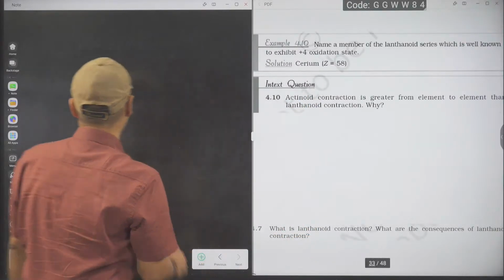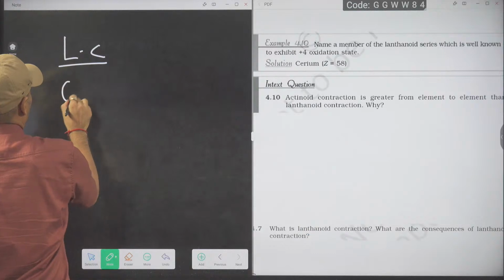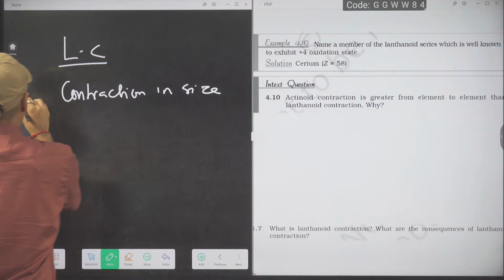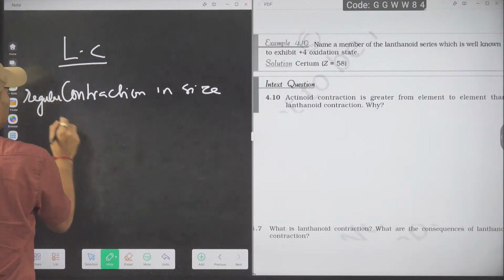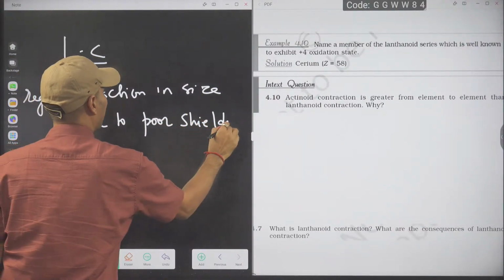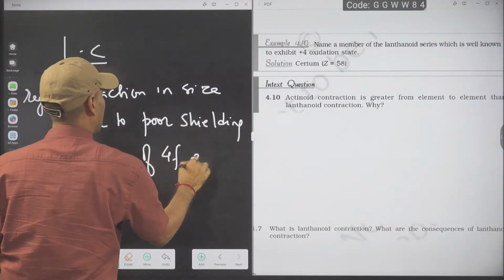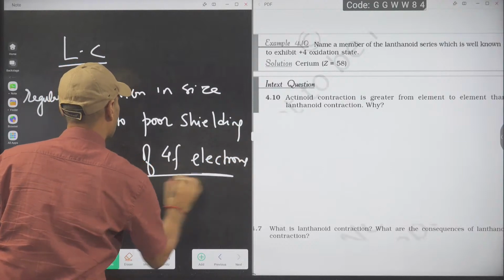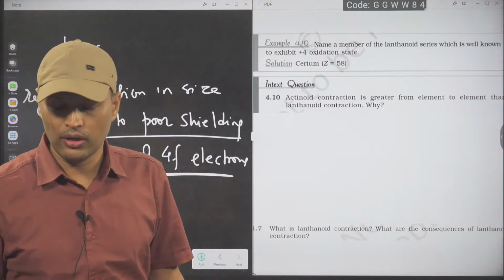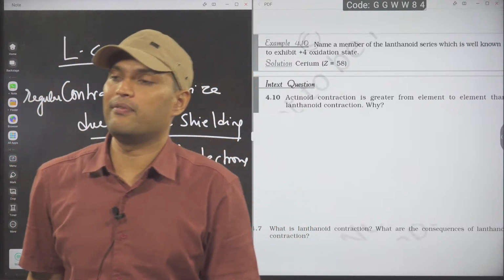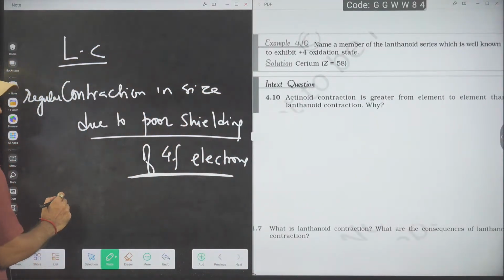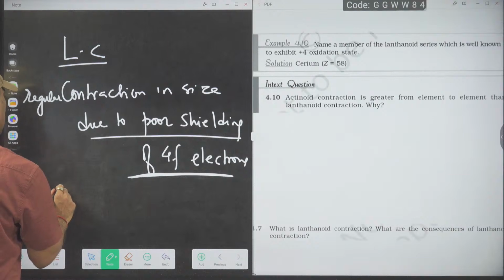So lanthanoid contraction is the regular contraction in size due to poor shielding, or imperfect shielding, of 4f electrons. Now this question also came many times in your paper: what is lanthanoid contraction? Why are the sizes of 4d and 5d series elements similar? Like what they have asked?